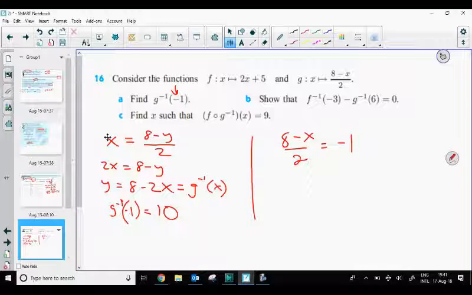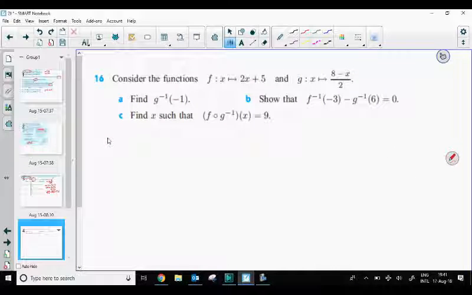And if I just solve this equation, I'll get 10 as well, and that's going to be the answer. So I can try letter B in the same way. I could work out what F inverse and G inverse are, and then substitute -3 and 6 into them to show that it's equal to 0.